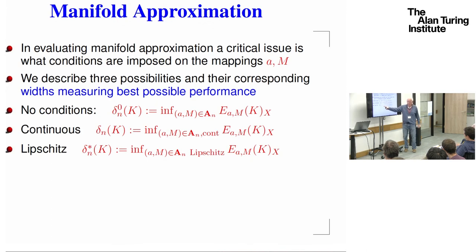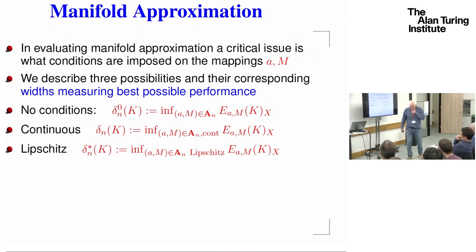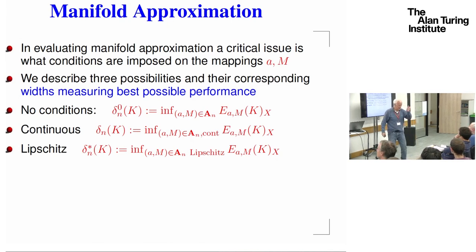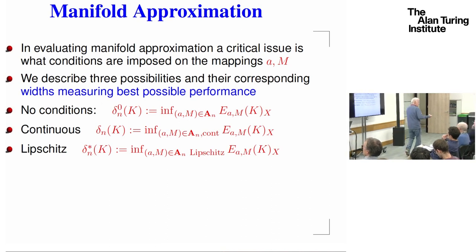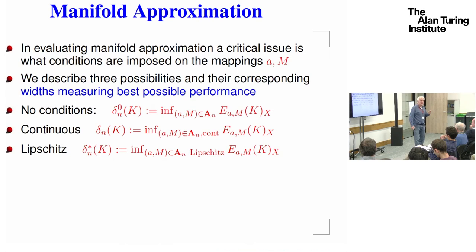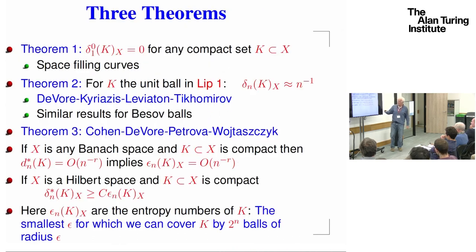And when I put a star here, I'm going to go further. I'm going to assume not only that A and M are continuous, but they're Lipschitz mappings. You can put whatever topology you want on Rn. I want them to be Lipschitz. Now you say, well, why do you want now all of a sudden Lipschitz? Well, I claim that this corresponds with numerical stability. And this has become an issue. Okay, so we have three definitions of width. We discard this one because space filling.